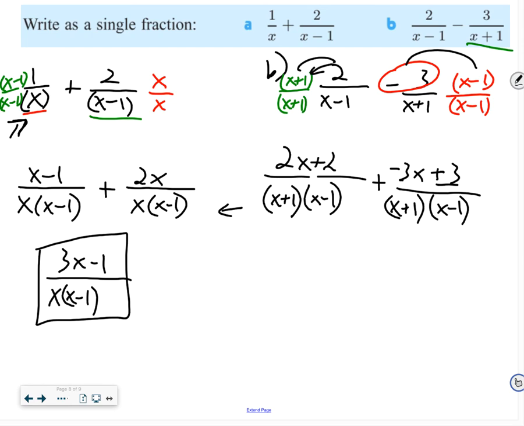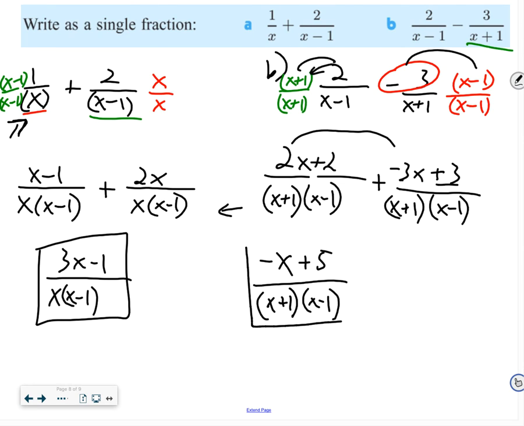So I've identified I have a common denominator, so I can add up the numerator. I'm going to add up the like terms. 2x minus 3x is going to be negative x, and plus 2 plus 3 is going to be plus 5. Okay, over x plus 1, x minus 1. And that is my final answer.